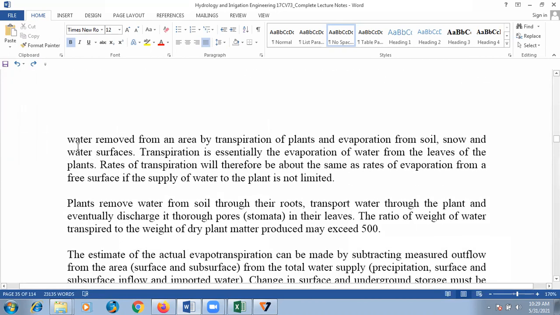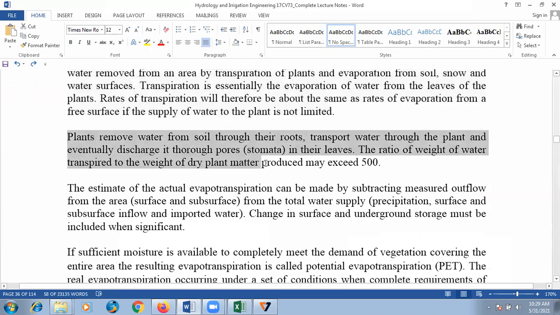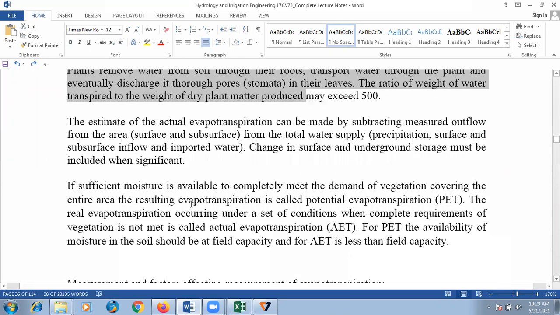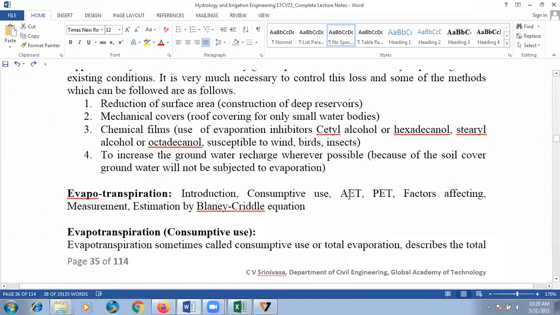So evaporation plus transpiration makes evapotranspiration. That is what I have written here, so you can look at that. The same thing is explained in many ways here. And then, I have also said the syllabus talks about actual evapotranspiration and potential evapotranspiration. What do we mean by that?